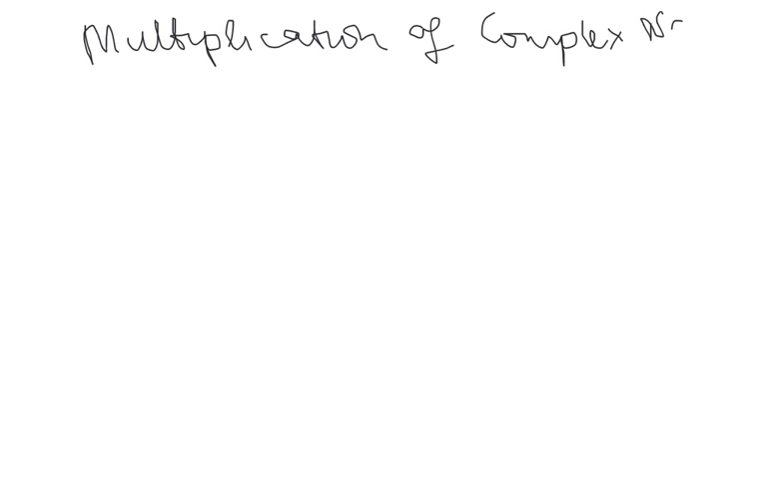Multiplication of complex numbers. This time we're going to multiply two complex numbers together rather than multiplying by a scalar. So we can take z1 and z2 and multiply these.